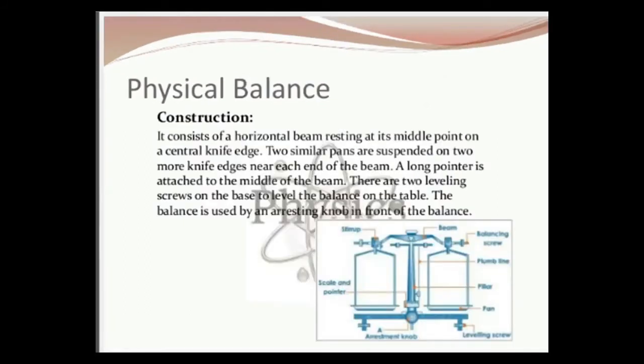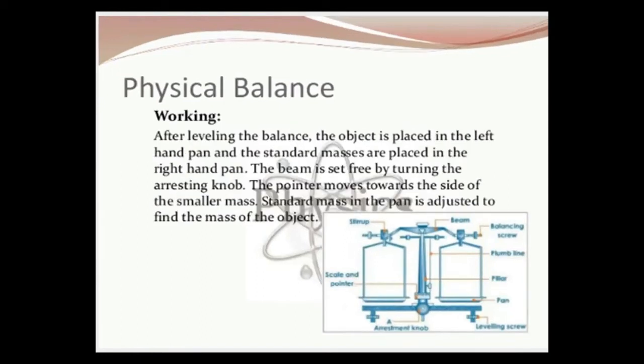The physical balance I had already explained. Move towards another working. The working of the physical balance: the object is placed in the left pan and the standard masses are placed in the right-hand pan. The beam is set free by turning the resting knob. The pointer moves towards the side of the smaller mass. The standard mass in the pan is adjusted to the mass of the object.